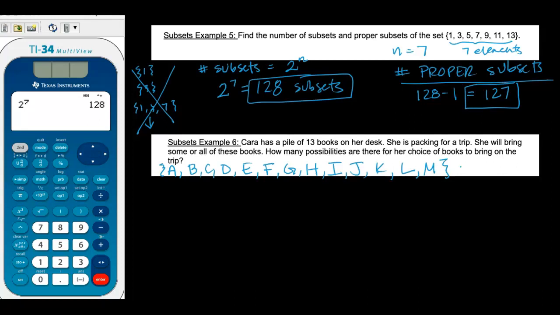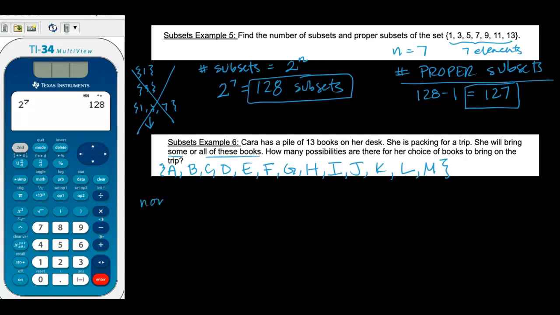And if we think about how many possibilities there would be for her to bring these books on the trip, you could imagine, well, she could bring book A. She could bring book A and B. She could bring book A, D, and F. She could bring book B, H, and I. There are a lot of different possibilities. To list these out would take a really long time. So let's consider all of the possibilities and then how we could calculate the number of subsets and use that to help us. And so it says right here that she will bring some or all.